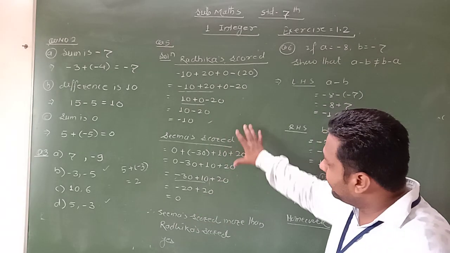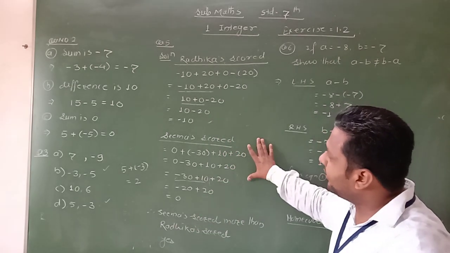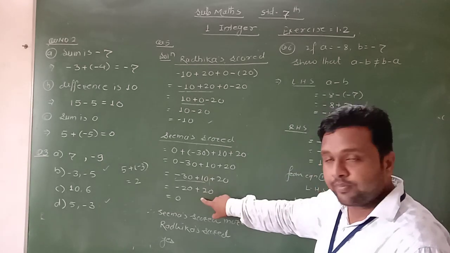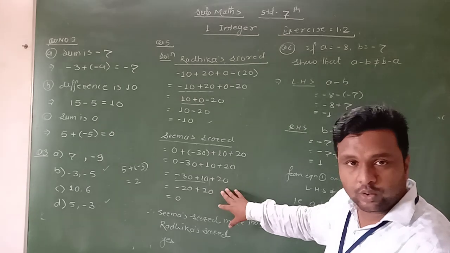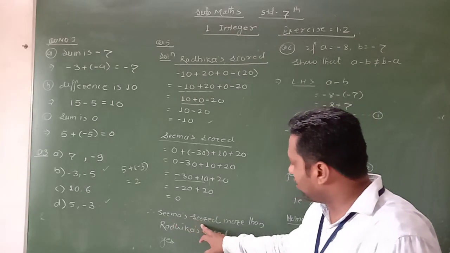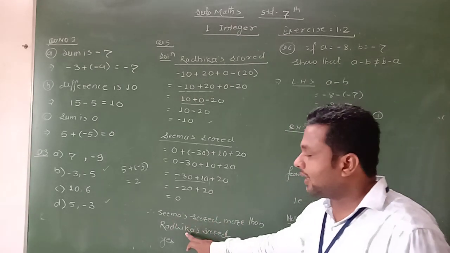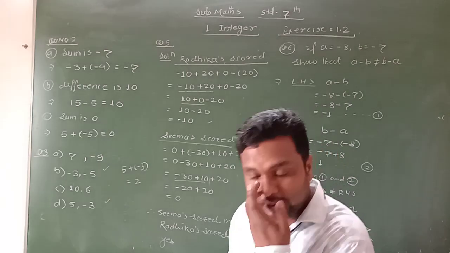Okay. If you compare these two scores, here we get this is negative and this is 0. And we know that a negative integer is less than 0. Therefore, Seema's score is more than Radhika's score. This is the answer for the first question.